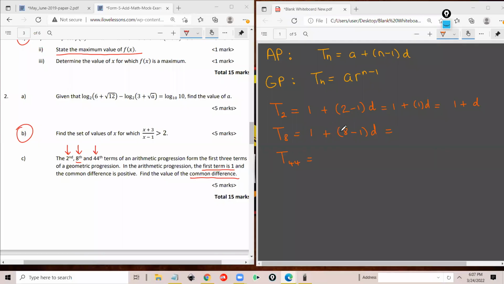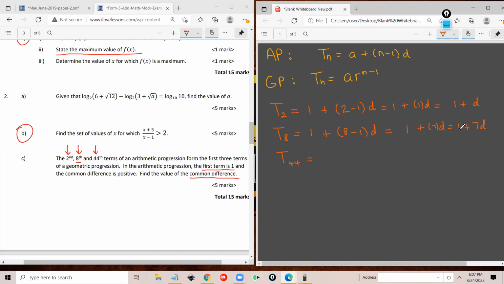For T8, I have it laid out properly. So I think I'm going to get what? 1 plus 8 minus 1 is 7. Well, obviously, this is 1 plus 7d, I think, right? So somebody had it wrong here.